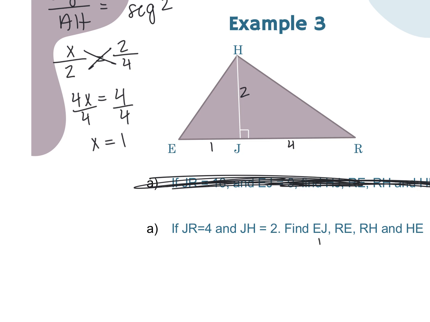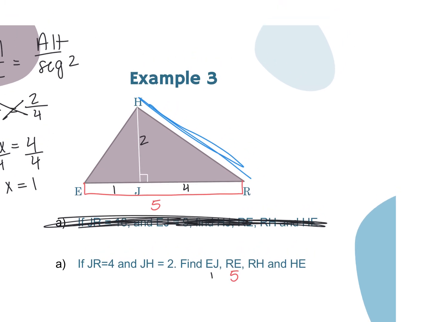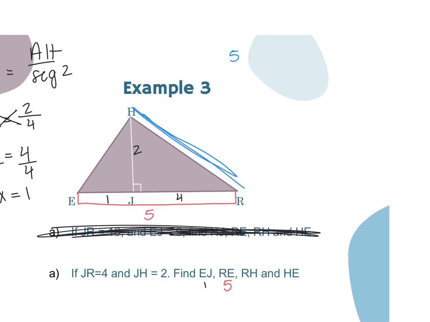Next, I'm going to go ahead and find my hypotenuse. What is my hypotenuse? 5. You're just adding them together. Now I solve for RE. Now I'm going to go ahead and solve for RH. This line right here. I'm going to take my hypotenuse over, I don't know what that measurement is yet. I don't know what my leg is. Equals my leg over the adjacent side. And what is my adjacent side?